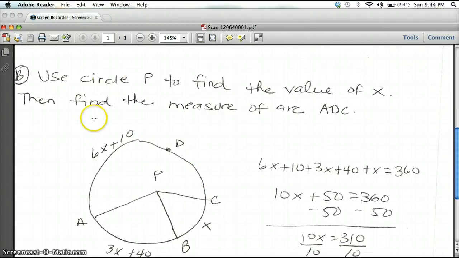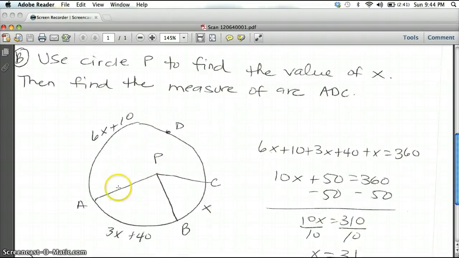Now let's look at B. It says, use circle P to find the value of x, then find the measure of arc ADC. So here's arc ADC, and we actually know every single arc on this circle. We know that arc ADC is equal to 6x plus 10. We know that arc AB is equal to 3x plus 40, and we know that arc CB is x. We also know that an entire circle is 360 degrees. So 6x plus 10 plus 3x plus 40 plus x is 360 degrees.